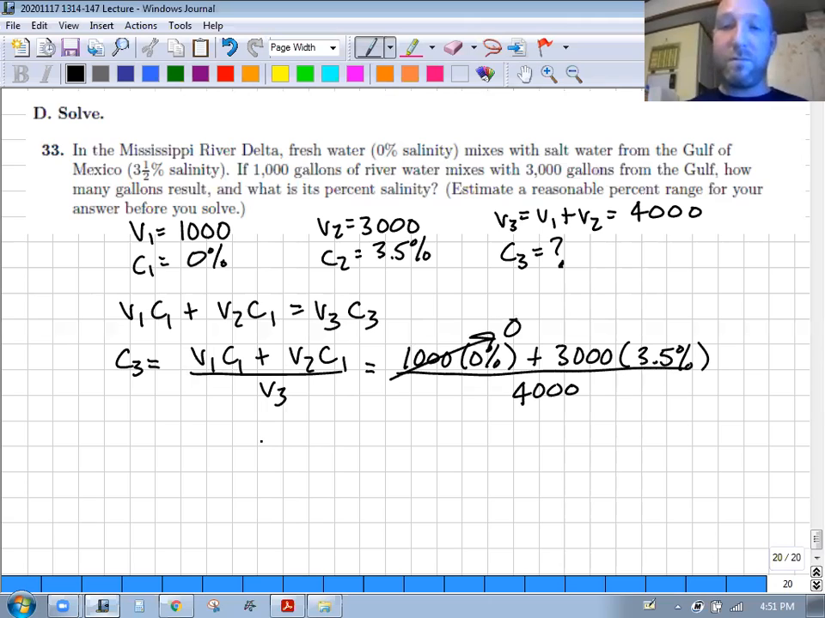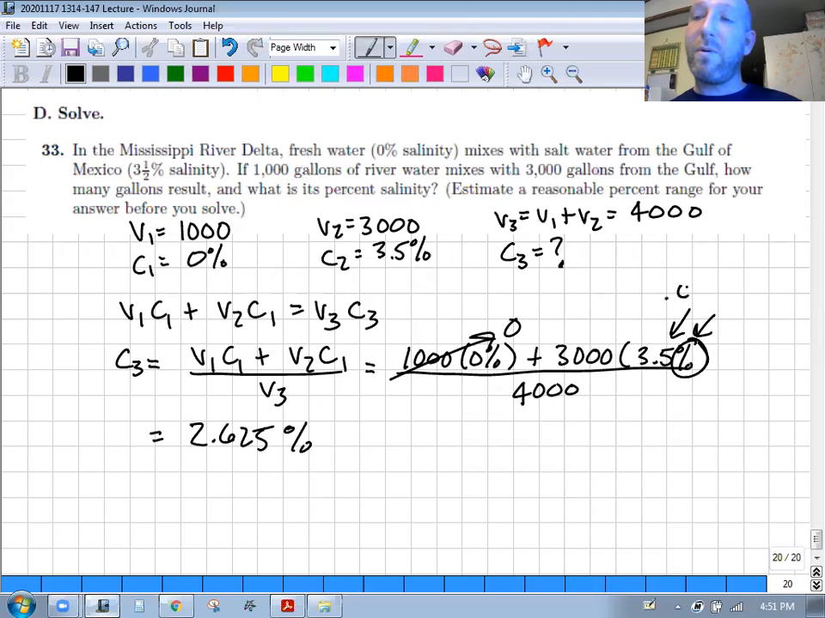This is 0, so we have 3,000 times 3.5 divided by 4,000, which is 2.625%. We still got our percent thing. If you leave the percent symbol in there, your answer comes out with the percent, all right? But if you convert these, if I put a 0.035 in there instead of 3.5%, then I would have to do the conversion again, right? These are usually a lot simpler if you just leave the percentage and keep it in there, right? All right, it stayed, so I didn't have to do a conversion.